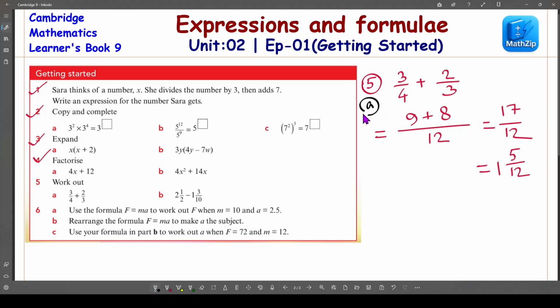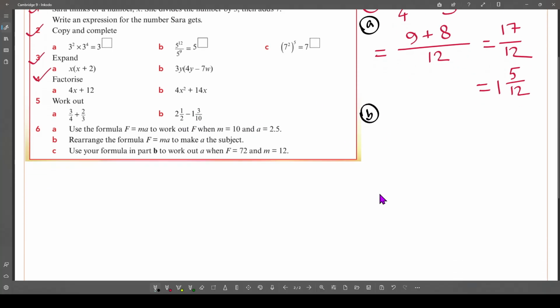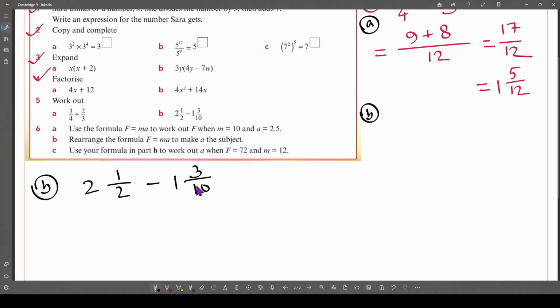We did number A of 5. Then B. 2 and 1 by 2 minus 1 and 3 by 10. Both are mixed fractions. So first we have to make them improper fractions. So 2 times 2 is 4, 4 plus 1 is 5, so 5 by 2, minus 10 plus 3 is 13, so 13 divided by 10.